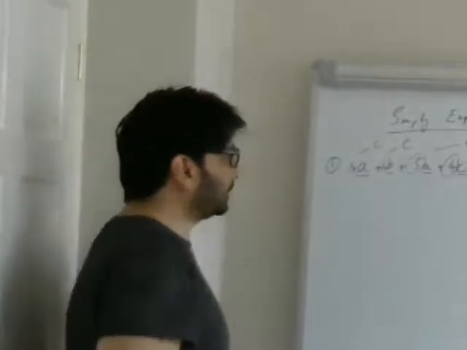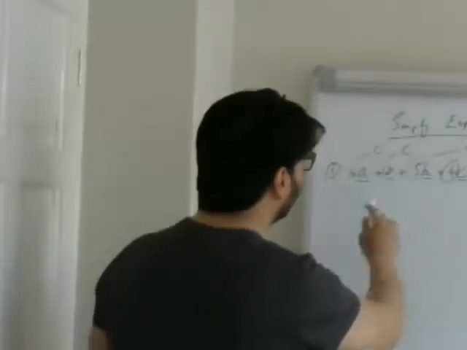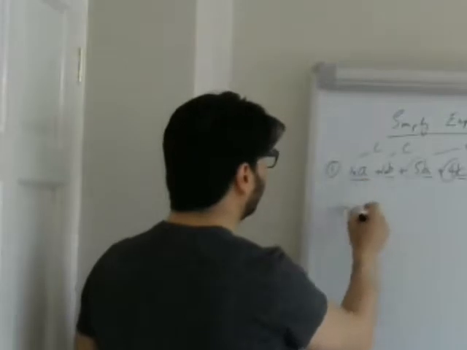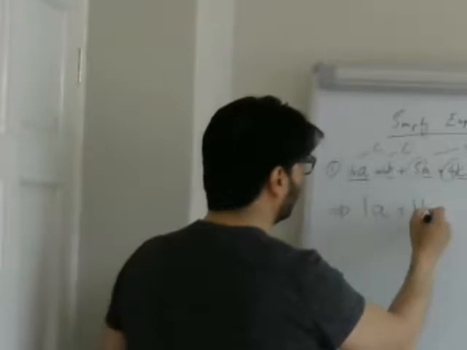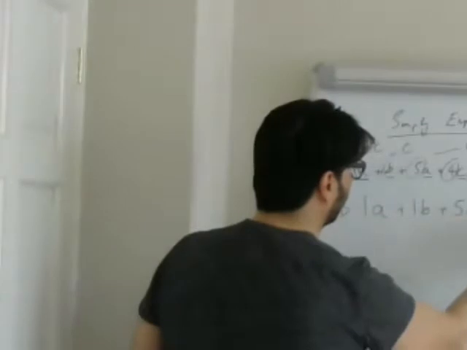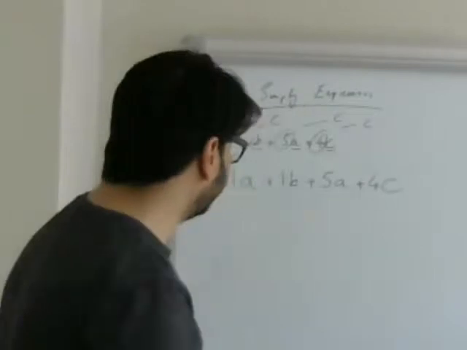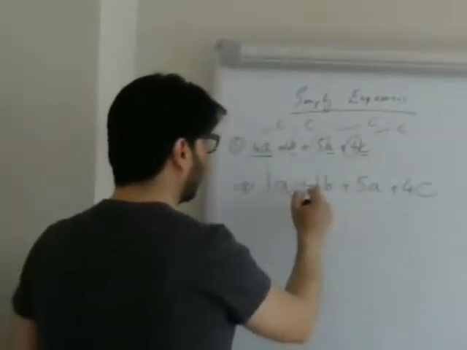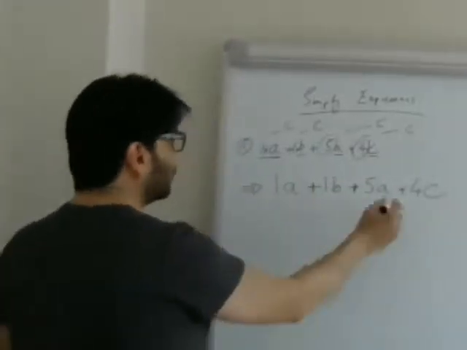So now in this case, it looks a little bit messy, but what you can do here is you have 1a, let's break this down, let's bring it down here, that is 1a plus 1b plus 5a plus 4c. Okay, now to simplify this in its simplest form, because there are addition signs here, all additions, we look for the common letter.